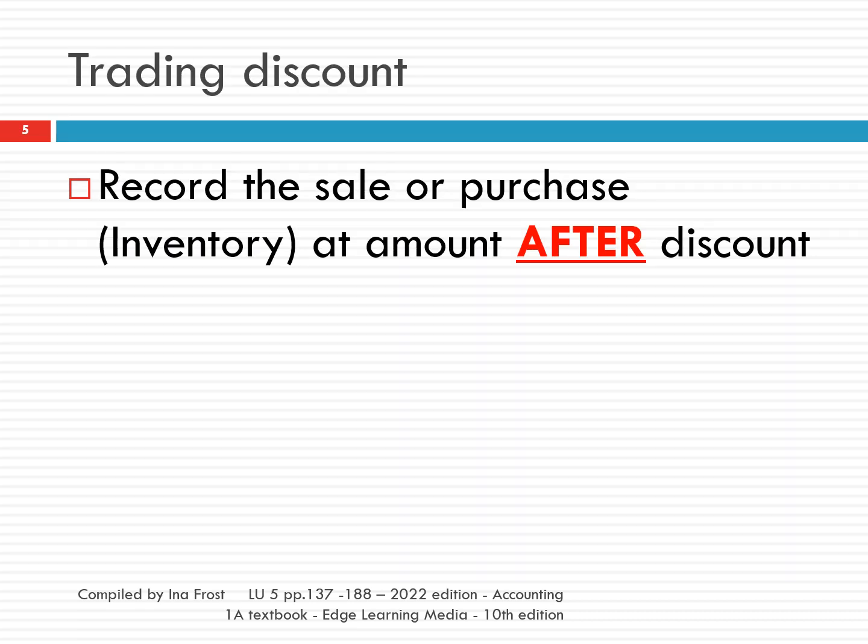Now, the key thing to know with a trading discount is when we record either the sale or the purchase, because our suppliers can also offer us trade discounts to get us to buy more of their product, we always record it at the amount after the discount. So we're either going to record the sale or the purchase after we had already subtracted the discount that was offered.